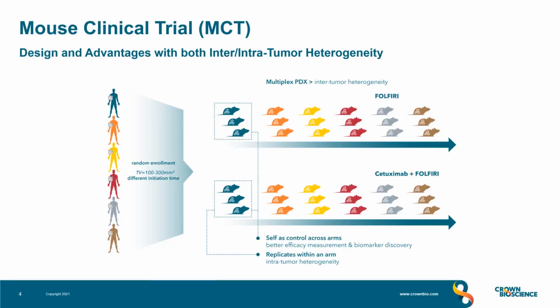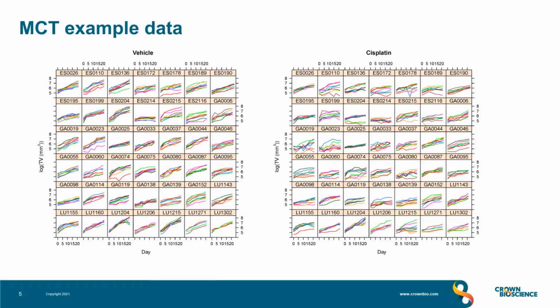Once the trial starts, tumor volumes are measured twice every week, or even more frequently, for a few weeks or a few months. Since we have genomically profiled the mouse models, MCT can also be used to discover predictive biomarkers and investigate drug mechanism. Let's take a look at tumor growth curves from some mouse clinical trials.